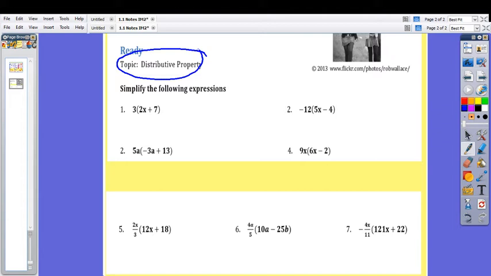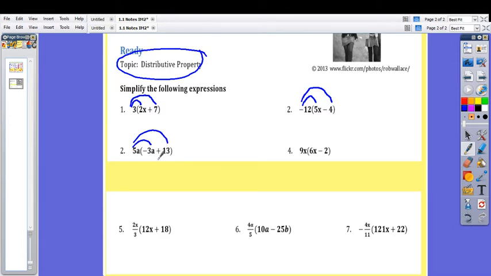So think about it. If you remember, distributive property is when you multiply the 3 to 2x and multiply 3 to 7. Same thing, you multiplied negative 12 to 5x and negative 12 to negative 4. Okay, so try that. Let me show you this one.